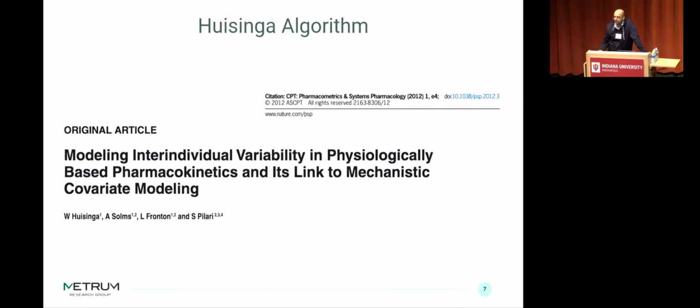This is another algorithm, the Huizinga algorithm, that does something similar, but rather than height, they base the scaling a little bit differently, on lean body weight. And their argument is that it's better than height, okay?